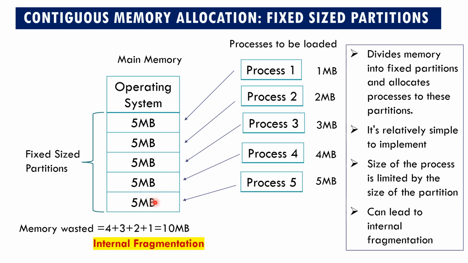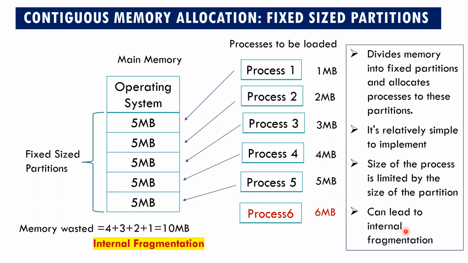So we will not be able to accommodate an excess number of processes if we are using contiguous memory allocation with fixed sized partitions. And one more drawback is, if the size of the process is greater than the size of the partition, then also we will not be able to execute the process. For example, let us consider process 6, which is of size 6 MB. In such a case, we will not be able to allocate any partition to process 6, because the size of process 6, which is 6 MB, is more than the size of the partition.